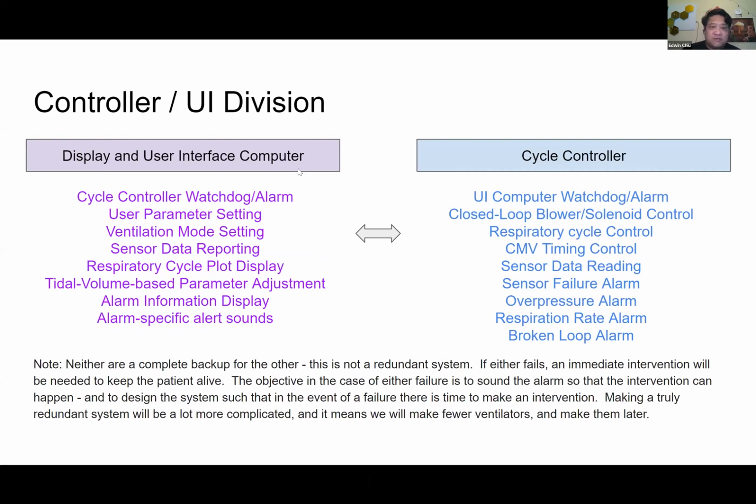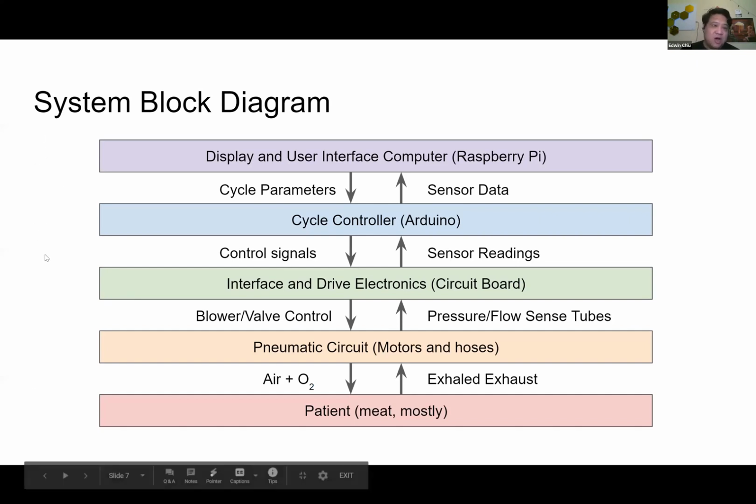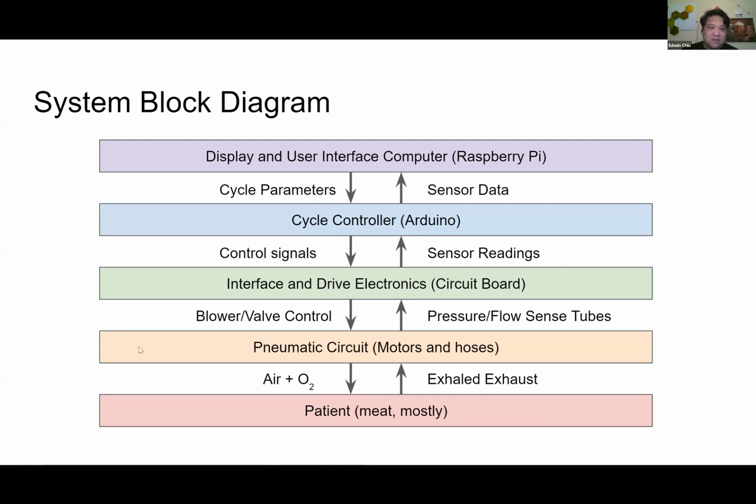So as mentioned before in the diagram, one more thing here in the system block diagram: a way to think about this is the time scales of each of these. Generally, we have an increasing time scale as we go up the chain. The patient is immediate, this is physics, it happens immediately. The pneumatic circuit has some delay in responding to that. The electronics then operate on top of that.